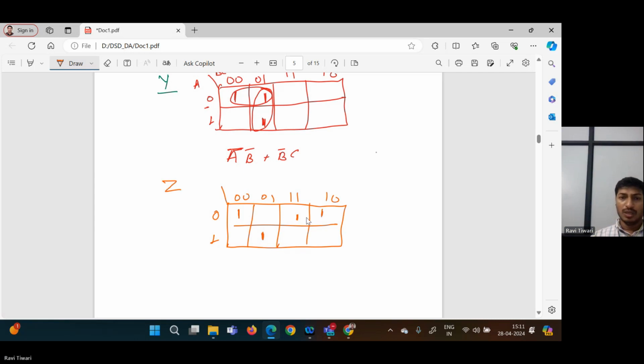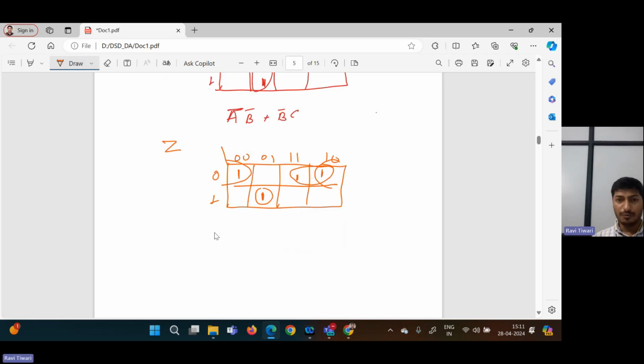Okay. So now here also we have to make the groups. One group will be like this. Another group we can make like this. And third is not a group, it's a single individual term. So now we are writing the expression. We will get A bar B plus A bar C. And for this individual term, I will get A B bar C. So these are the expressions that we got for step number 2. This is the expression for Z, and that was the expression for Y.